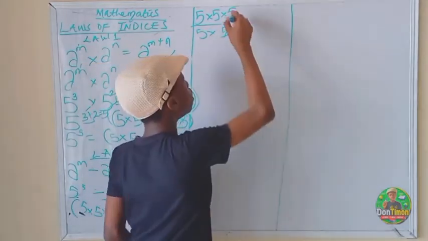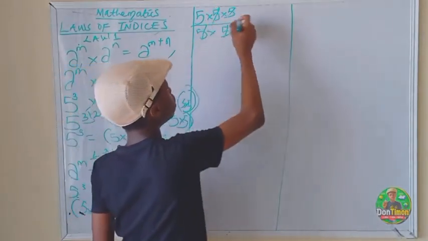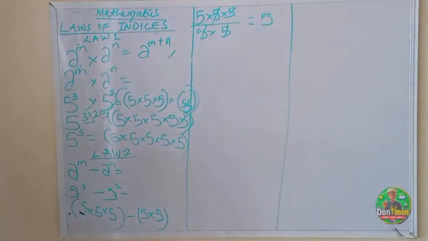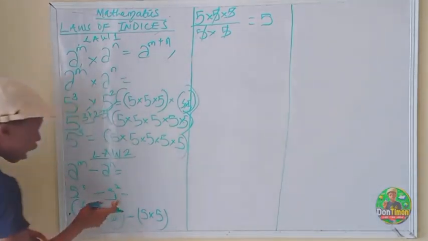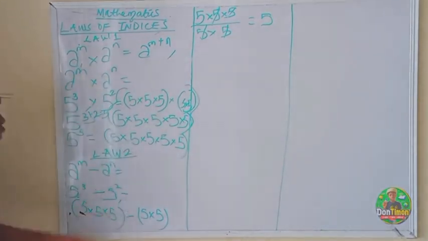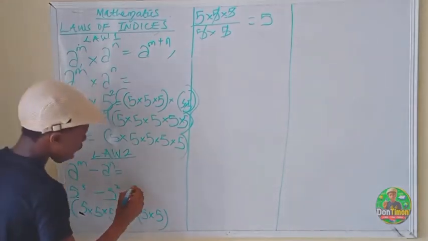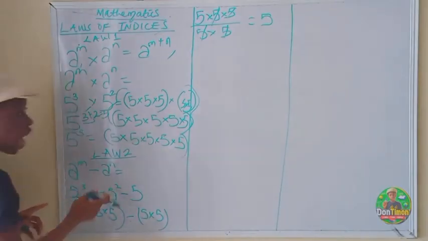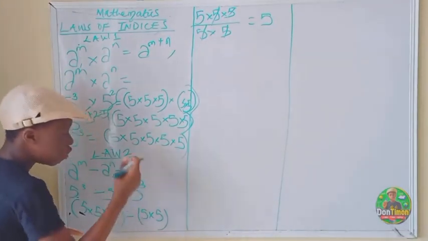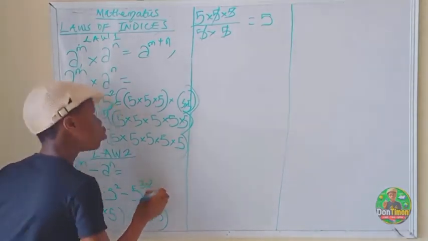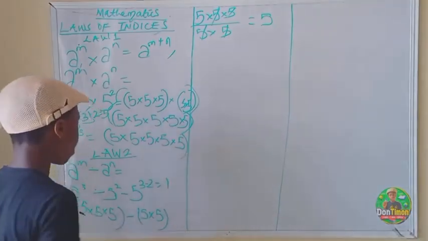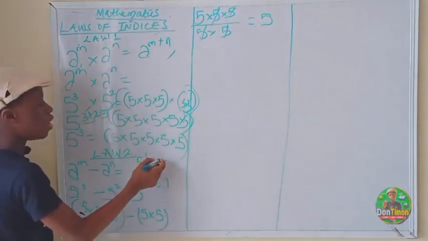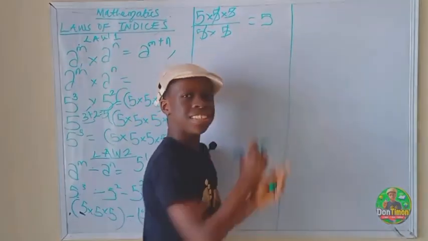5 cancels this 5 and 5 cancels this 5, leaving us with only one 5. But there's another very easy trick that you can do. Like we did for the multiplication, we pick out one base, 5. Instead of adding, we subtract the two exponents. It's 5 raised to the power of 3 minus 2. 3 minus 2 is 1. 5 raised to the power of 1. And I've told you before, 5 raised to the power of 1 is still the same thing as 5. Didn't we get the same 5?